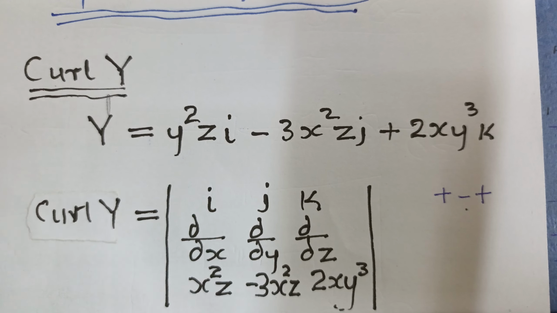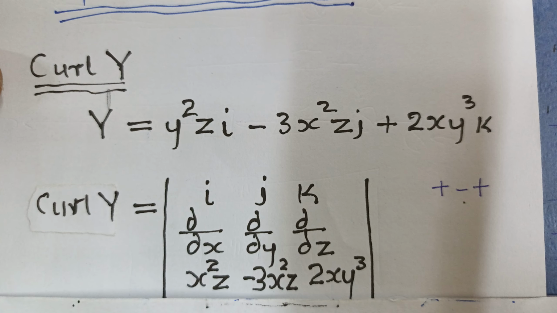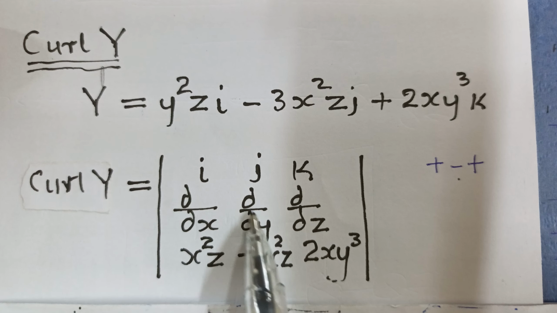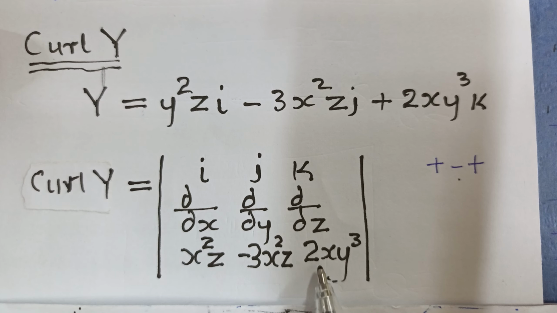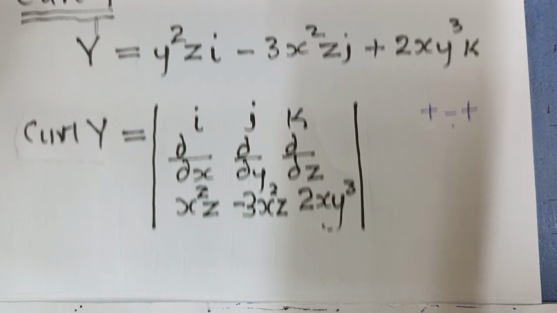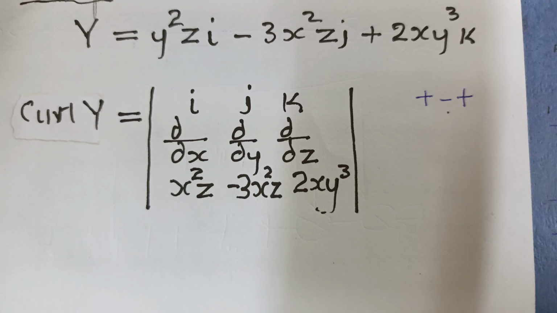This is how we do it now. We multiply the major diagonal, that is the partial differentiation of 2xy cubed over dy, minus, let's see now what there is for that.